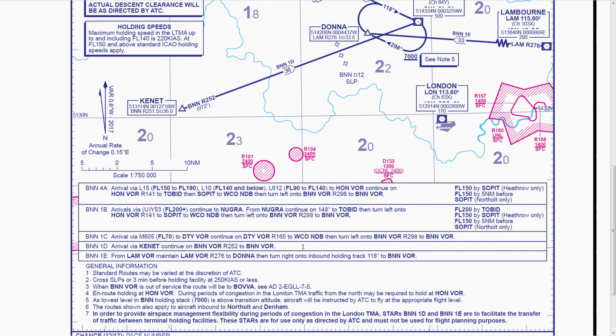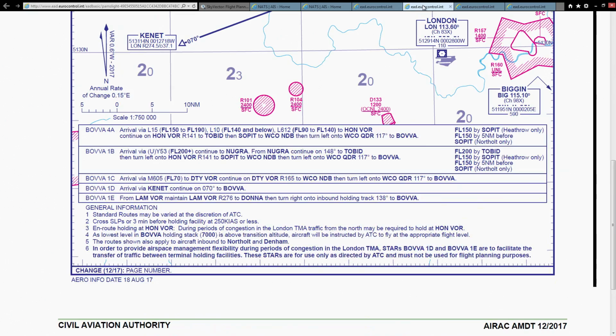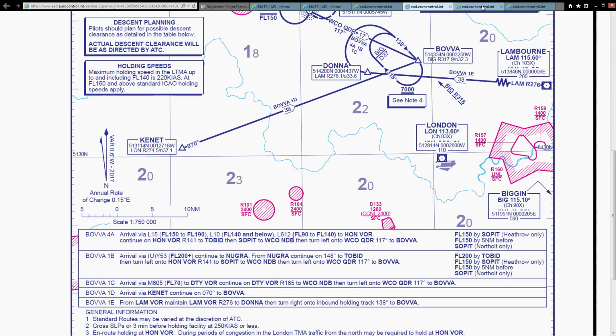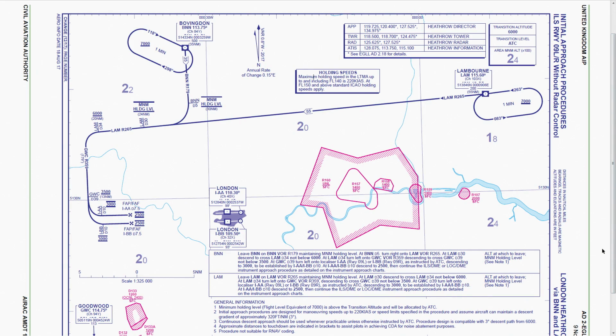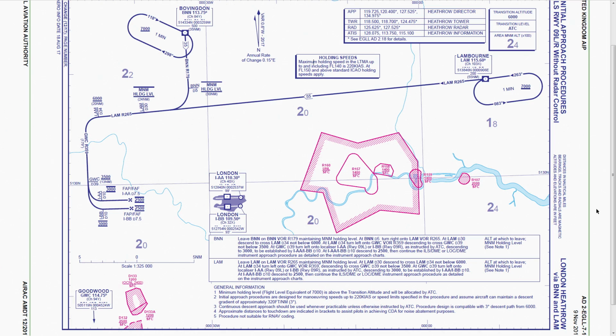Let's move on from that to the next bit, and this is going to have to be done nice and quickly. So we've covered this. Let's get on to this. This is the initial approach procedures. I've selected ILS runway 9 left and right without radar control. So radar control is vectors. Vectors is basically the ATC telling you where to go.